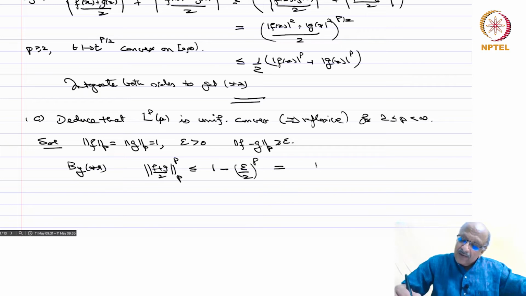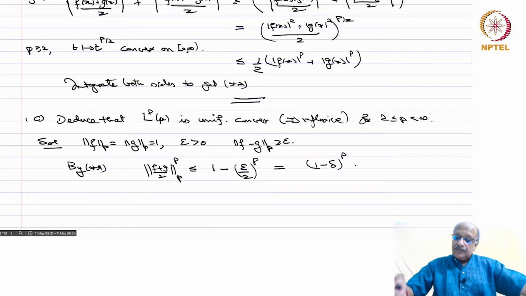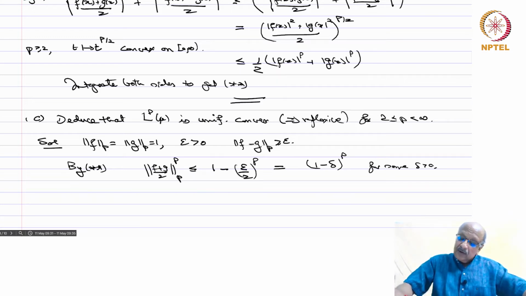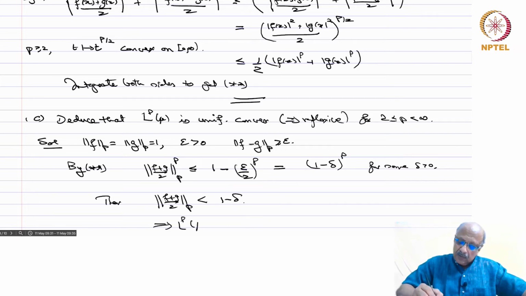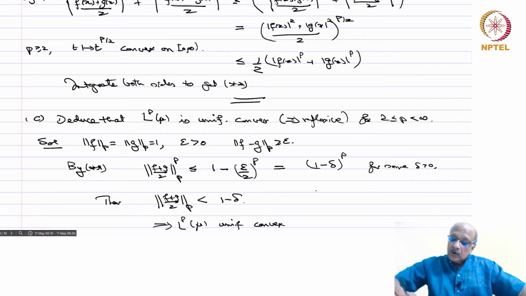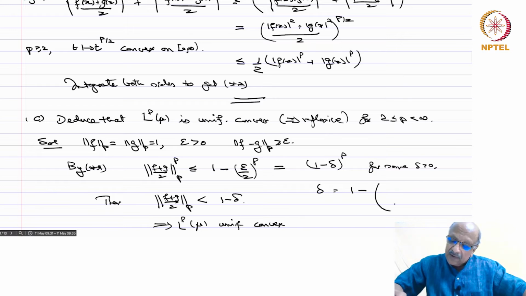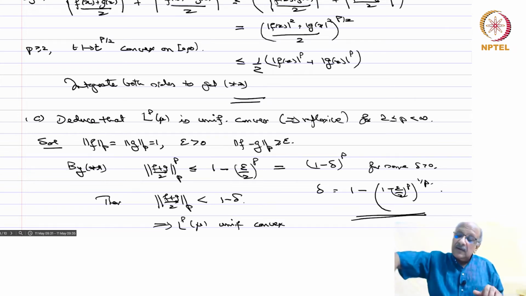And you can write this as (1 minus delta) whole power p for some delta greater than 0. Then, of course, norm of (f plus g) by 2, p is less than 1 minus delta. Therefore, L^p(mu) is uniformly convex. So what is delta? Delta is equal to 1 minus ((epsilon by 2) power p) whole power 1 by p. Okay, so this is the number which you have for delta.